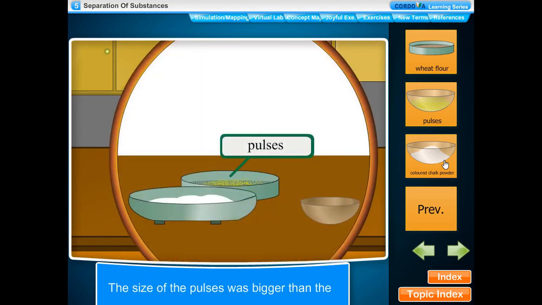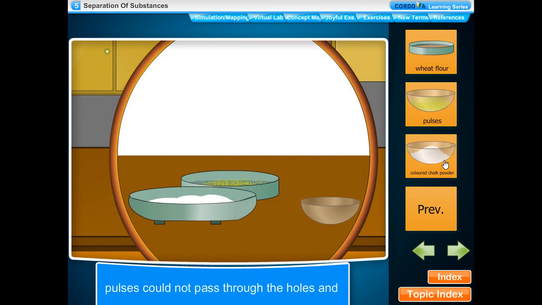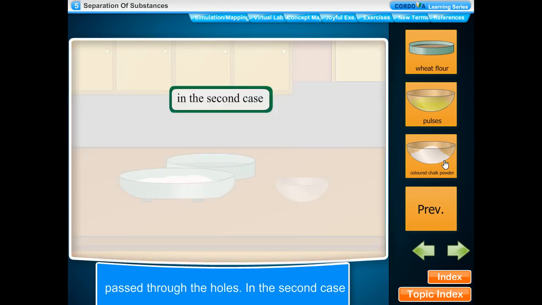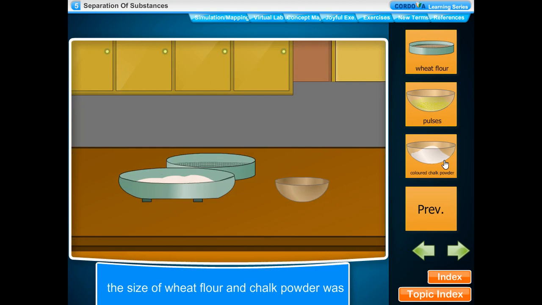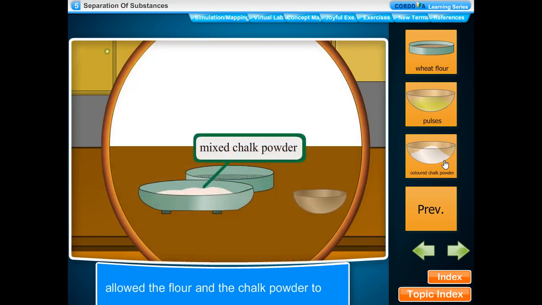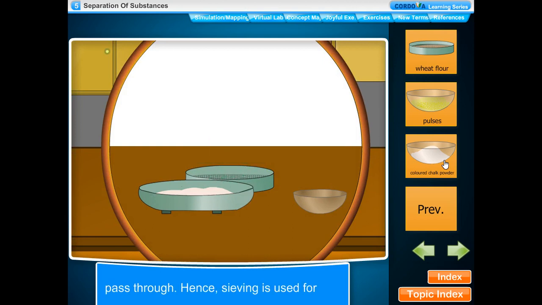The size of the pulses was bigger than the size of the holes in the sieve. Hence, the pulses could not pass through the holes and were left behind in the sieve, while the flour passed through the holes. In the second case, the size of wheat flour and chalk powder was smaller than the size of the holes. This allowed the flour and the chalk powder to pass through. Hence, sieving is used for separation when the components of a mixture have different sizes.